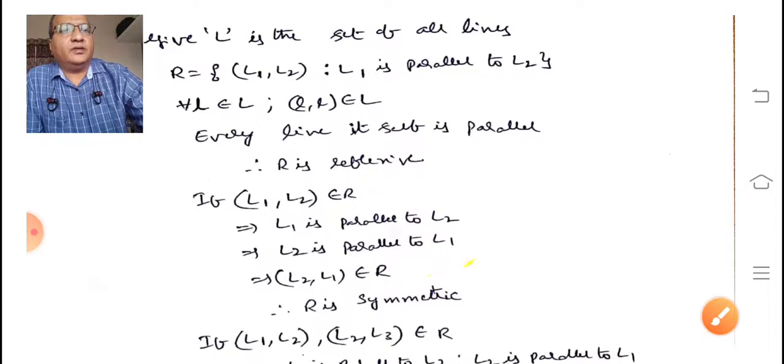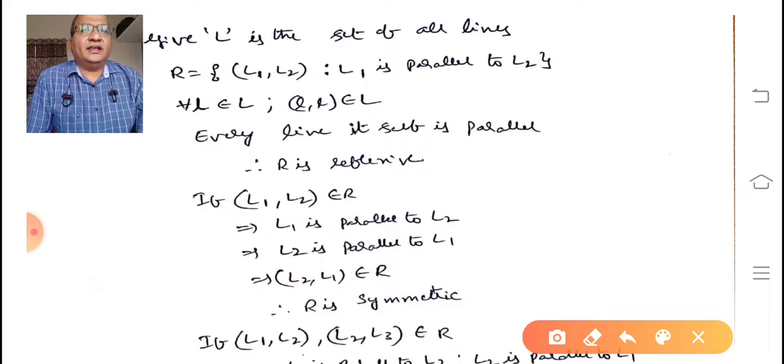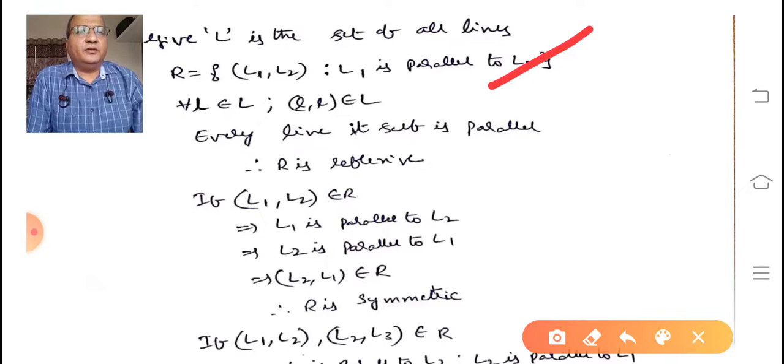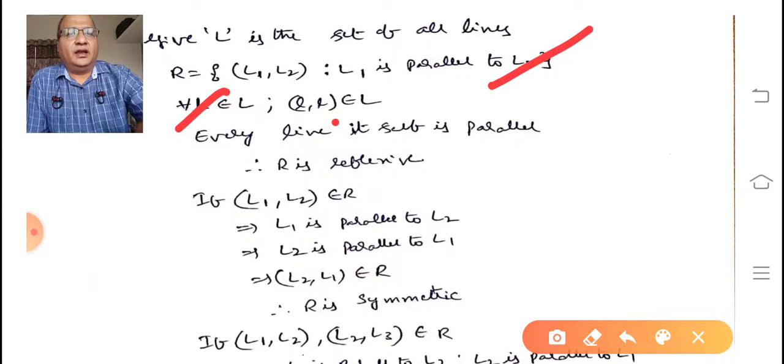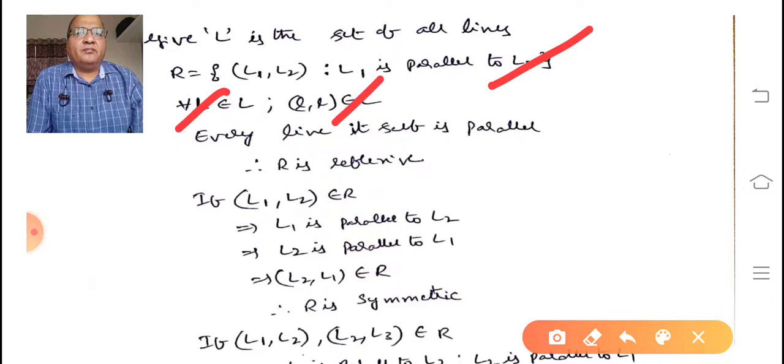So given L is the set of lines. L1, L2: L1 is parallel to L2. For all small l belongs to L, I take a small l because already capital L we have taken as the set. Now every line itself is parallel. Therefore we can say it is reflexive.